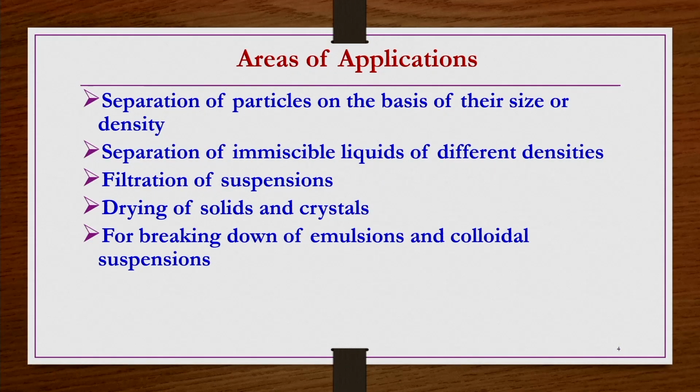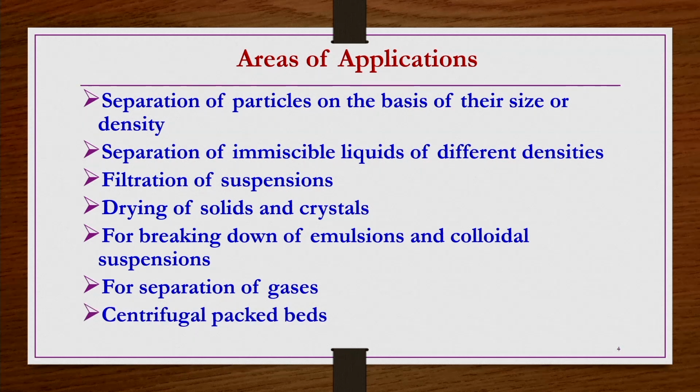And then in one of the previous lectures we have also seen emulsions and colloidal suspensions. They in general agglomerate. If you want to make a uniform solution, then breaking down of emulsions and colloidal suspensions can be done by this centrifugal field. And then sometimes for separation of gases, especially in nuclear industries where isotopes have close densities to each other. Then some of the other areas are centrifugal packed beds, where you can find this application of centrifugal separations.